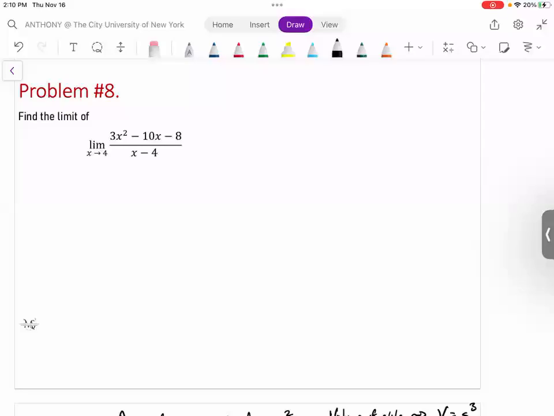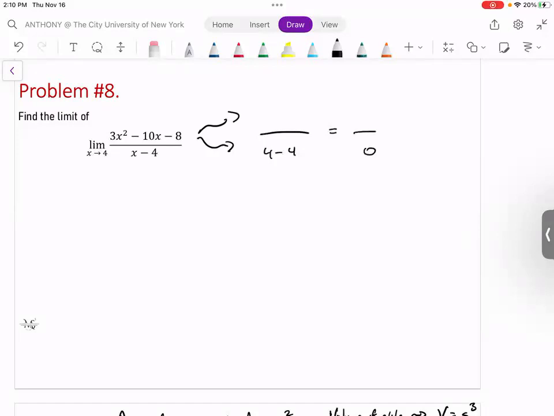All right, so problem number 8 states to find the limit as x approaches 4 of 3x squared minus 10x minus 8, all divided by x minus 4. By inspection, you should realize that if I do a direct substitution, the top and bottom will give us a 0, right? The bottom is 4 minus 4, which is equal to 0.